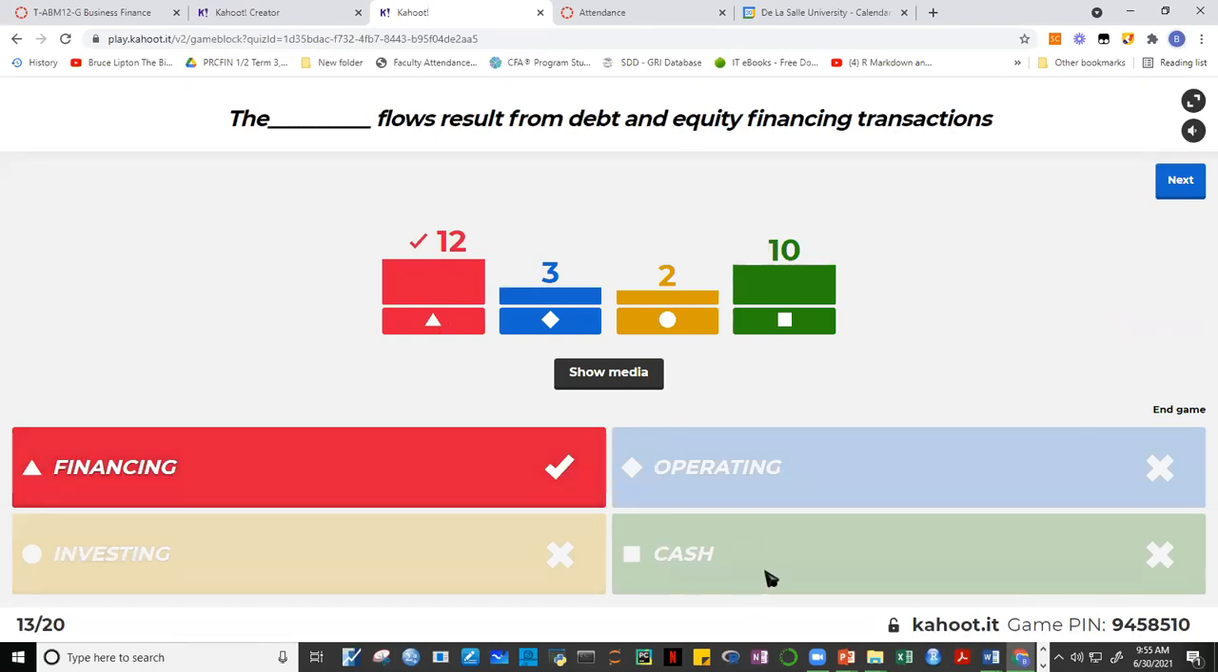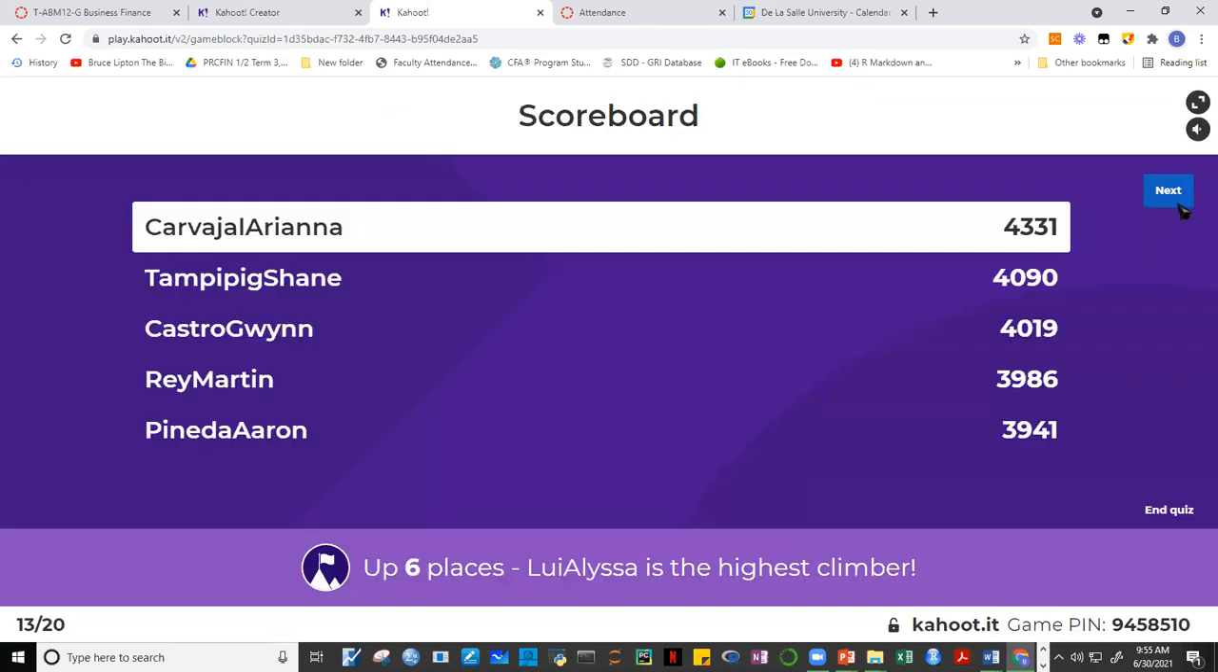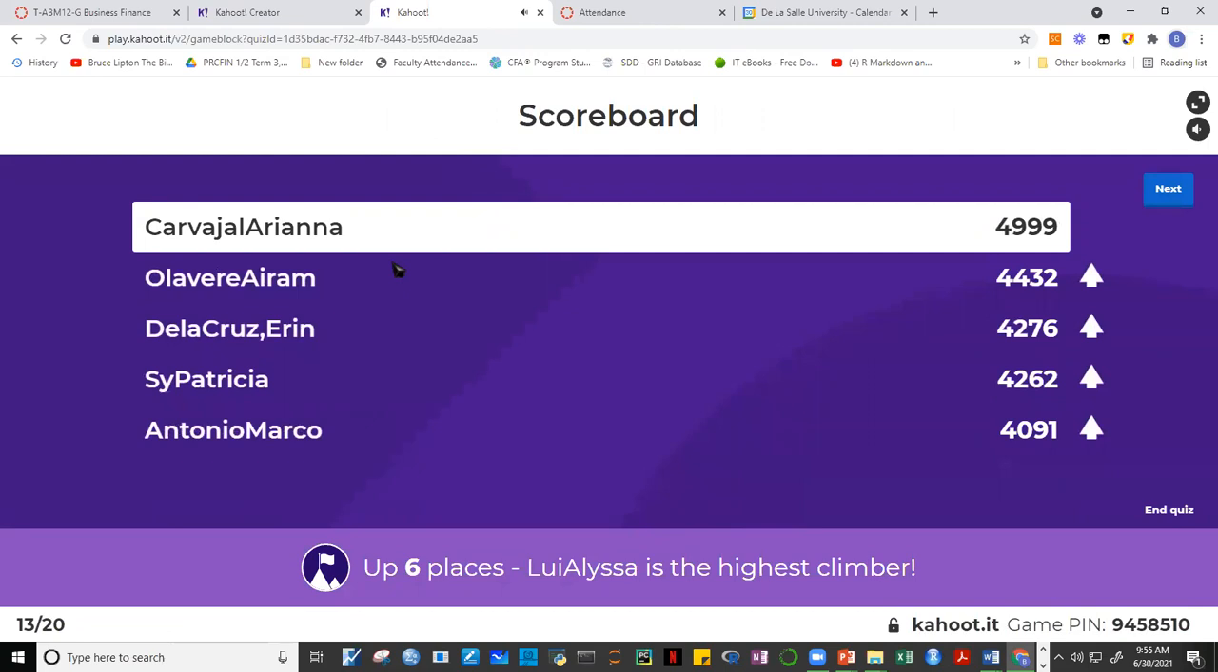Not cash, no? Not operating, neither investing. Remember, investing, mga cash flows from long-term assets, no? Investment in like property, plant, and equipment. Okay, so ngayon, ang standing natin, si Ariana pa rin number 1. So medyo nagbabago yung top 5 natin.